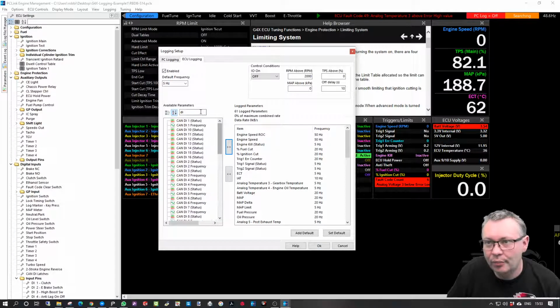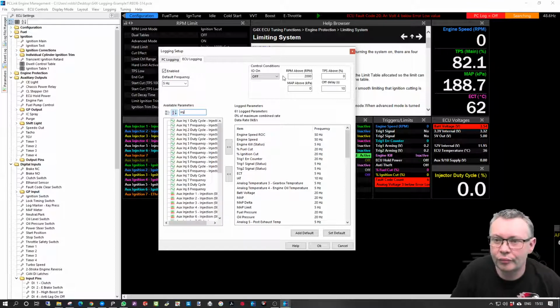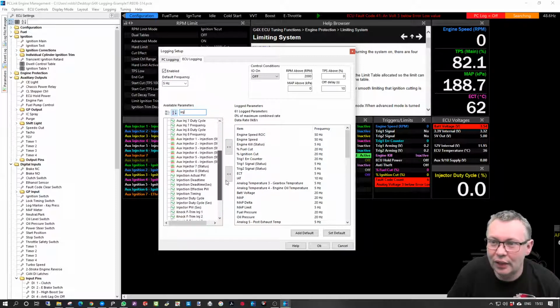Then we will now go to the important stuff. So injectors. Okay. First thing that's probably really important to log is your injection actual pulse width, probably at quite a high rate, 20 Hertz at least. Injector duty cycle and pulse width, very useful.